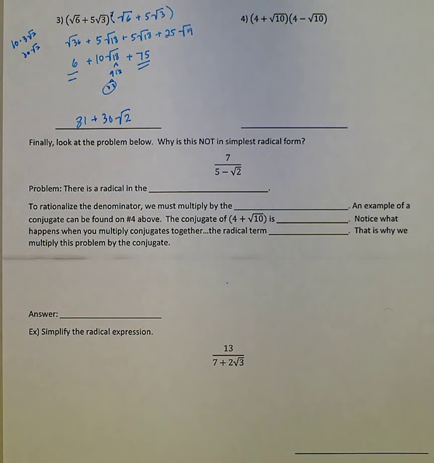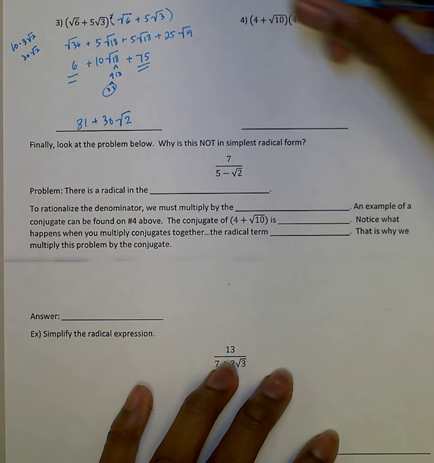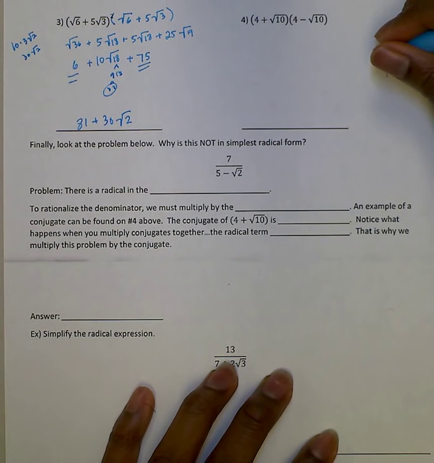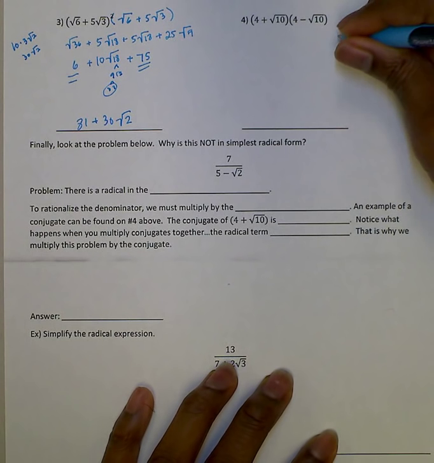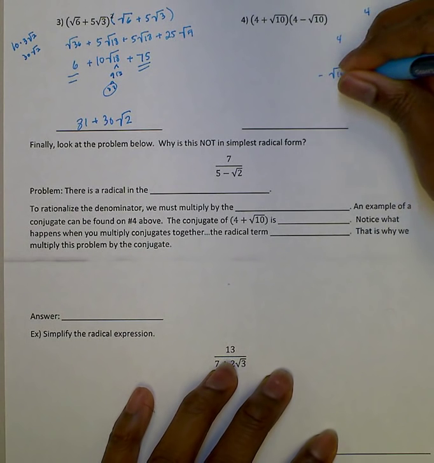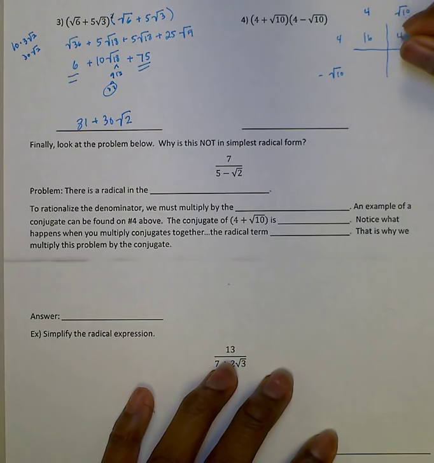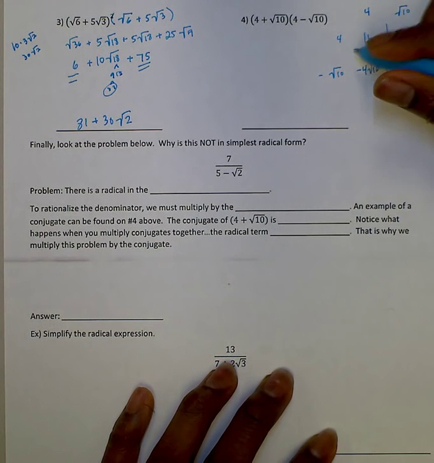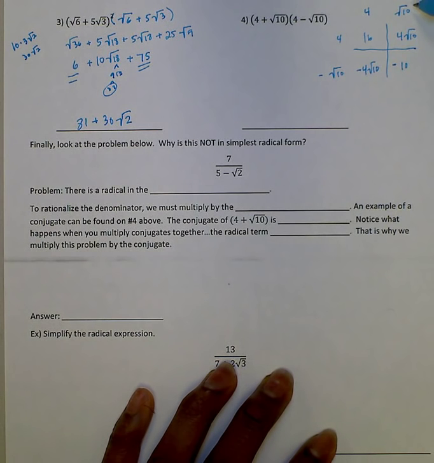Alright. Number 4, I'll do this with the box method just to kind of keep that pattern, just so you can see you can do these with both terms. 4 radical 10, 4 negative radical 10. Okay, that's 16. 4 radical 10. This is negative 4 radical 10. This is negative 10. Okay, that'll give us negative radical 100. Then radical 100 is 10.